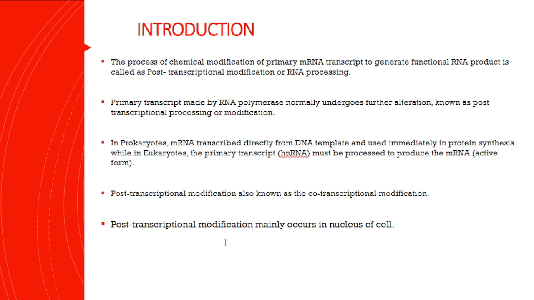It is a set of biological processes common to most eukaryotic cells in which an RNA primary transcript, that is immature RNA, is chemically altered. It basically occurs in the nucleus of the cell. This is also known as co-transcriptional modification. It can also be defined as the process of chemical modification of a primary transcript to generate a functional RNA product, called post-transcriptional modification or RNA processing.